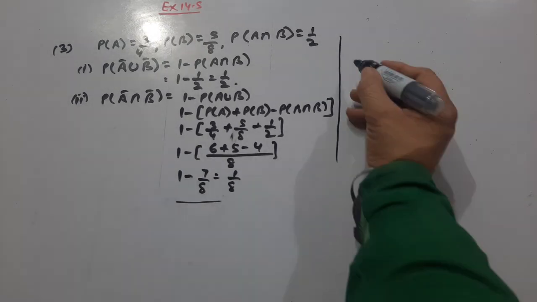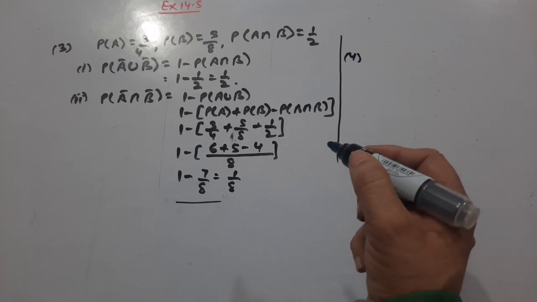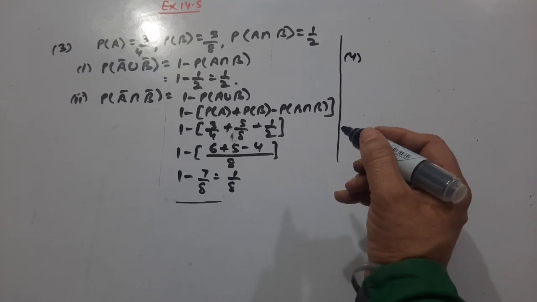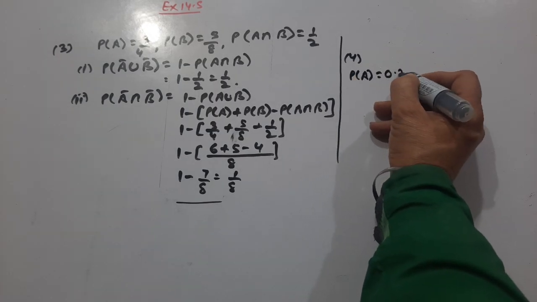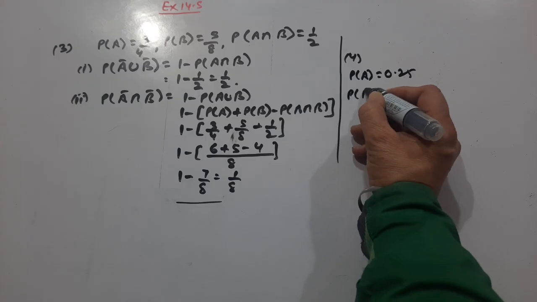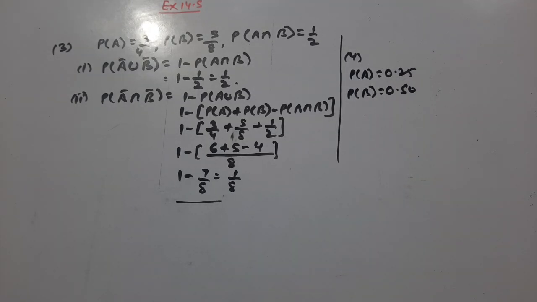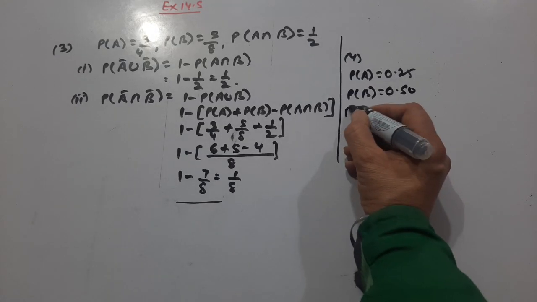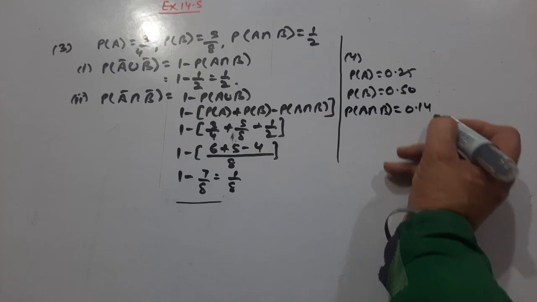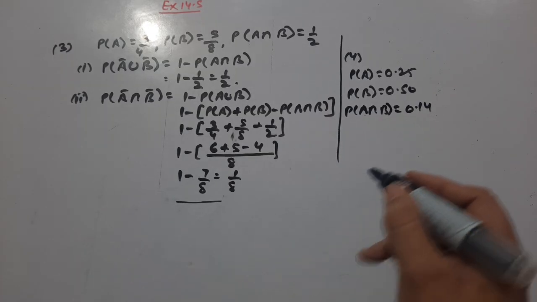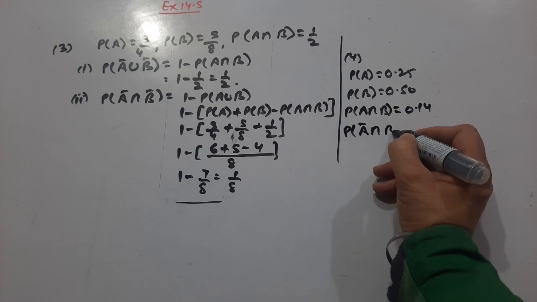Now sum number 4, students. Let us see sum number 4. The probabilities of occurrence of two events A and B are 0.25 and 0.50. So here P of A is 0.25, and the probability of occurrence of B is 0.50. The probability of their simultaneous occurrence, so it means P of A intersection B, is equal to 0.14. Find the probability that neither A nor B, so it means A bar intersection B bar.